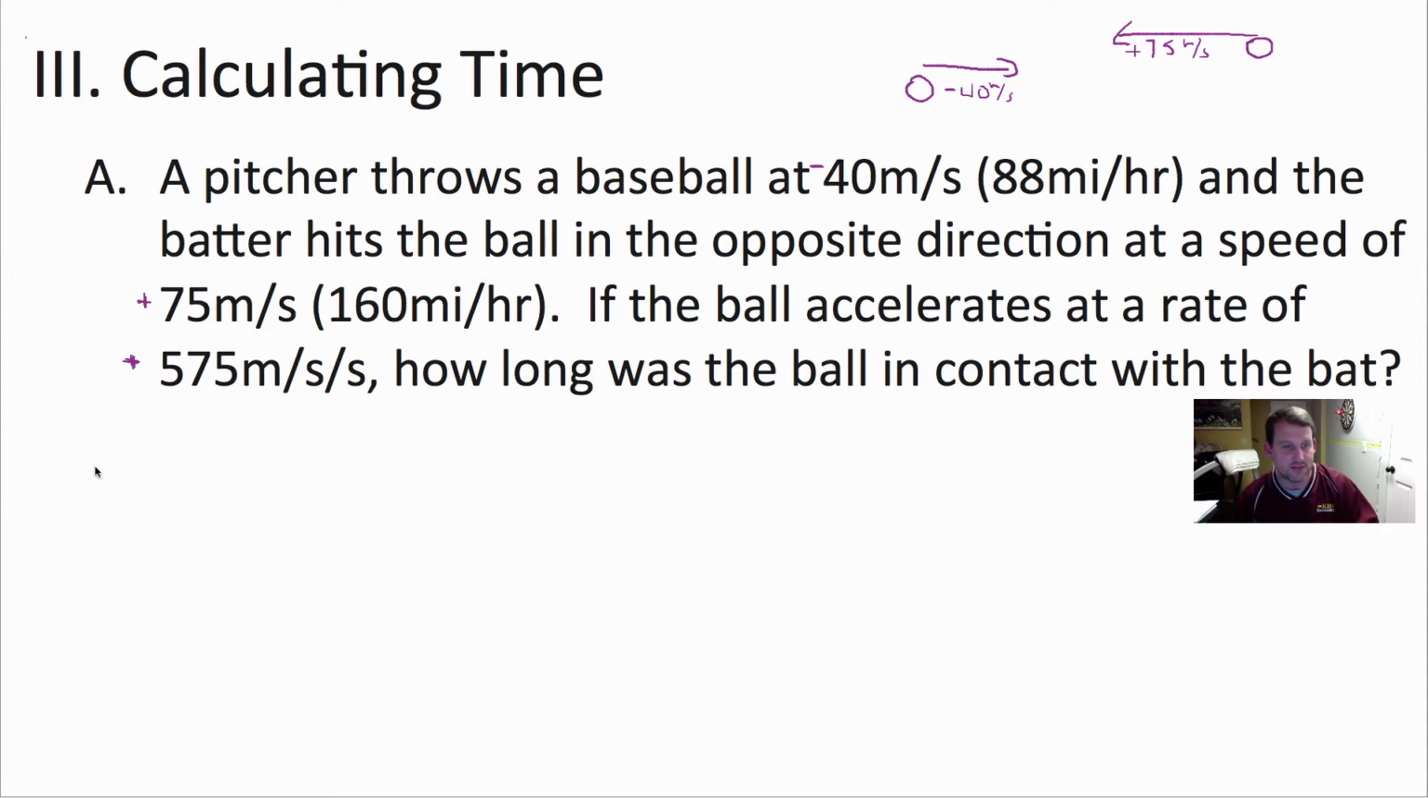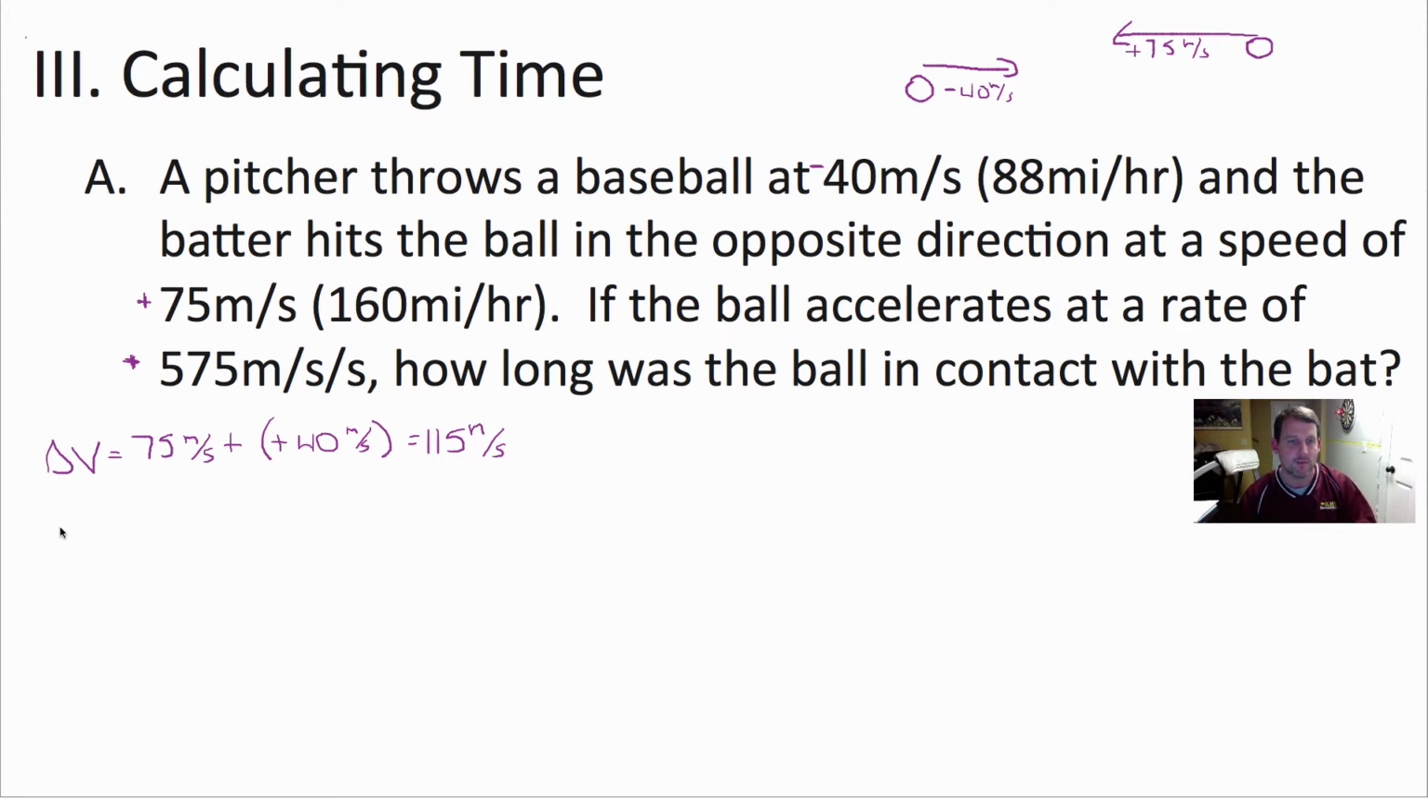We know we have two velocities, so we can find the change in velocity, and that's going to be the final velocity, 75 meters per second, minus the initial velocity of negative 40 meters per second. And of course, the negative and negative are going to turn positive, and that's going to equal 115 meters per second for a total change. It was never going this fast. It changed by this much. So it lost 40 meters per second and then gained 75 for a total change of 115.